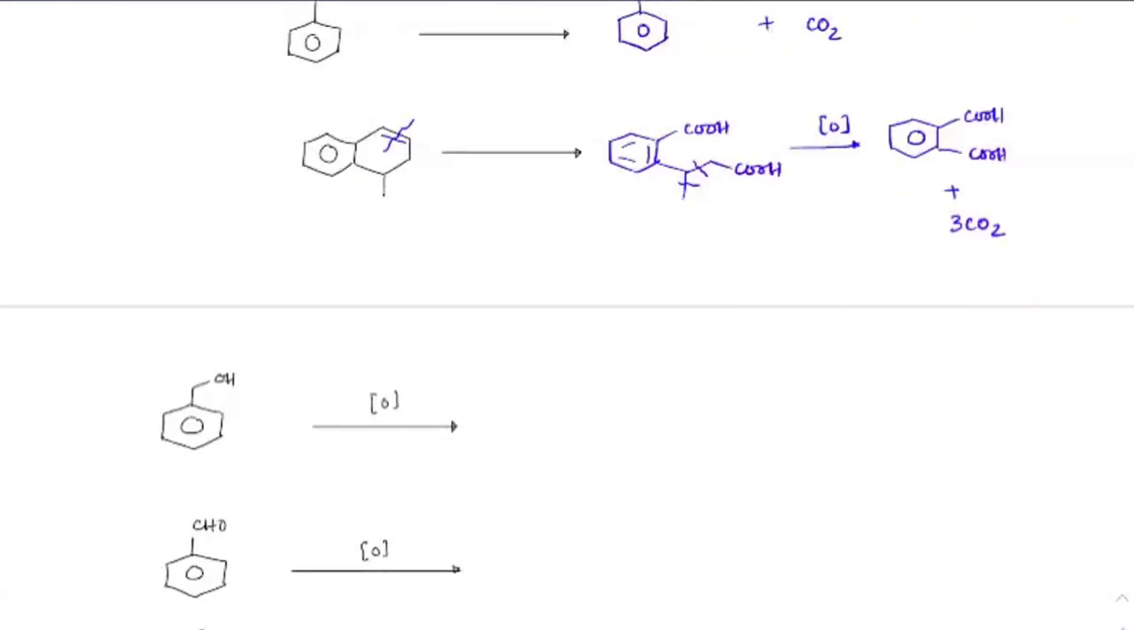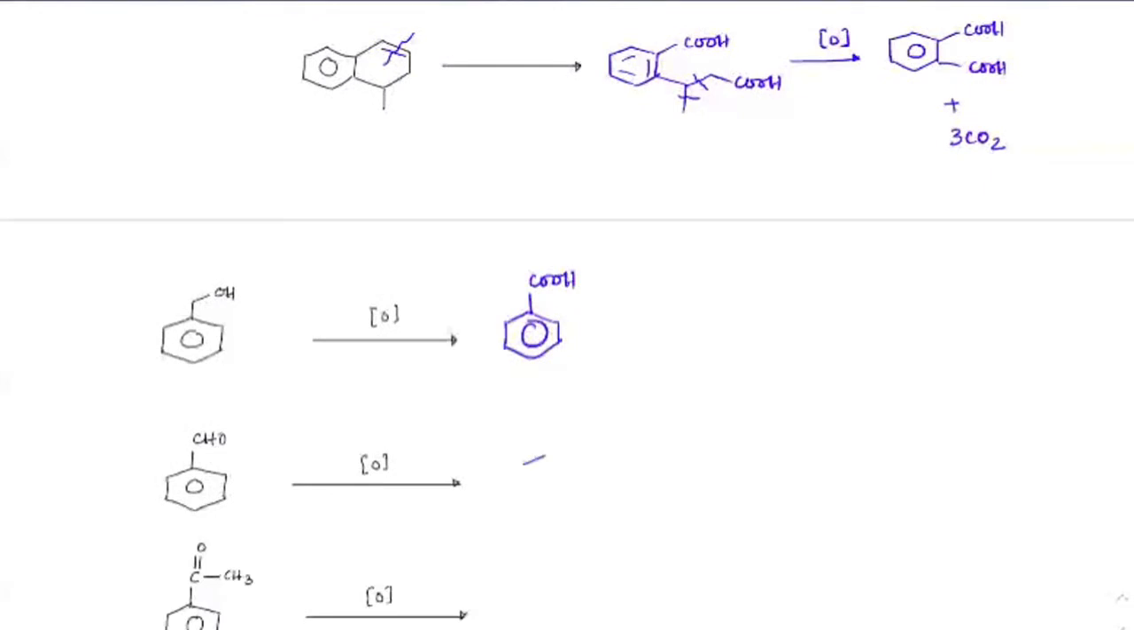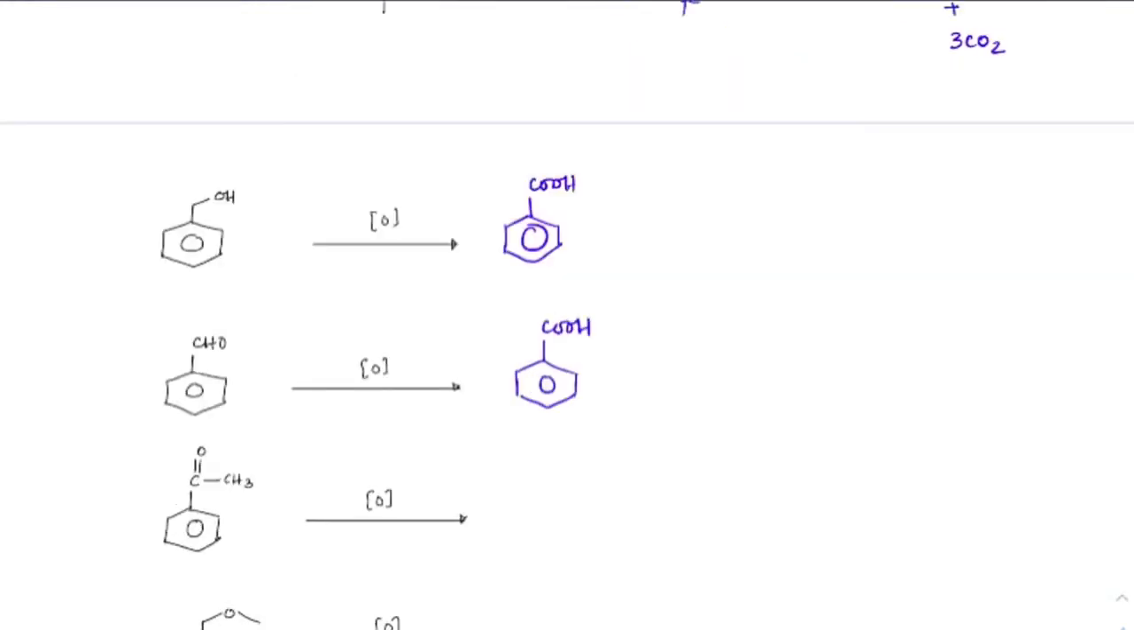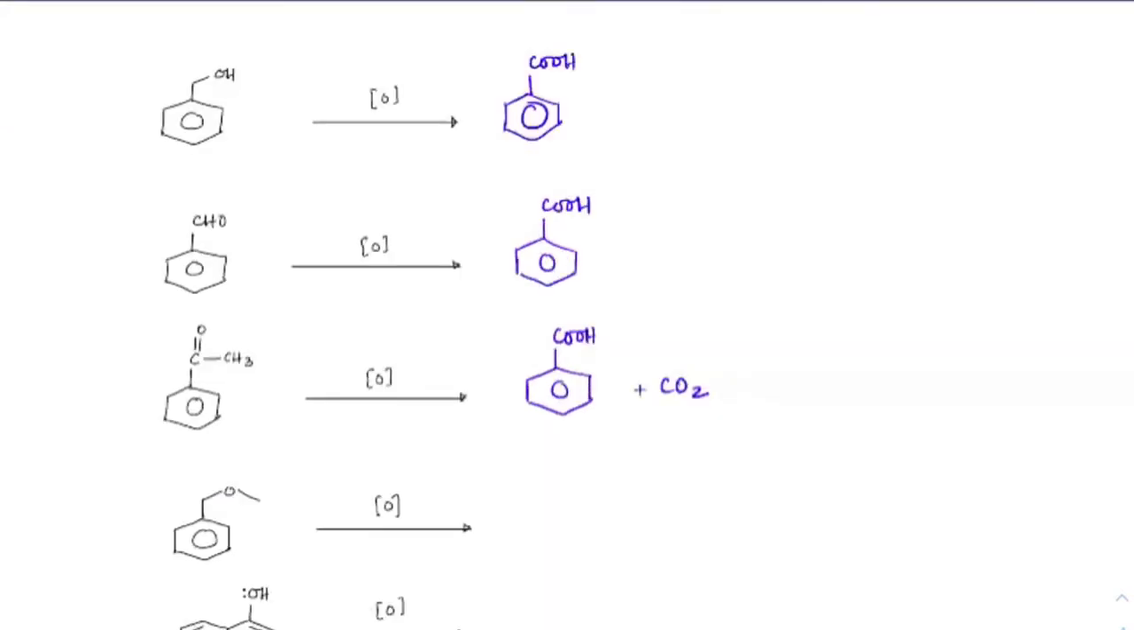Okay, check this next one. Next one, this is benzyl alcohol. So here we will have COOH formation. Benzaldehyde, any aldehyde can be converted into acid with KMnO4. Right? Ketones, we just saw that it can be converted into COOH plus CO2. Okay. Even if it is ether, this part here will get oxidized because bond breaking will take place here.